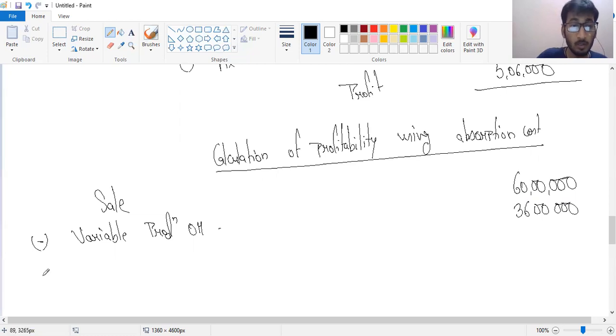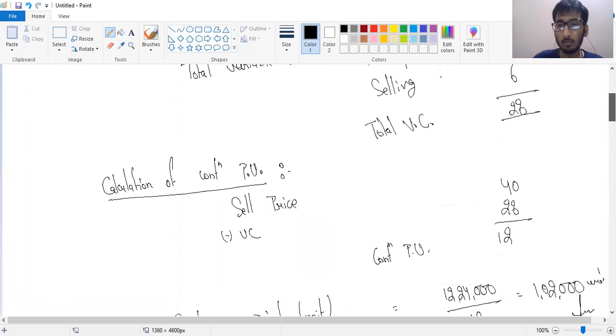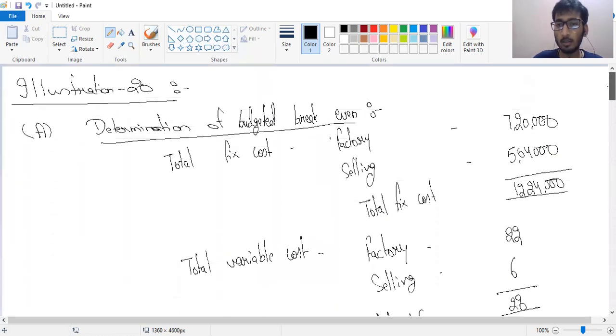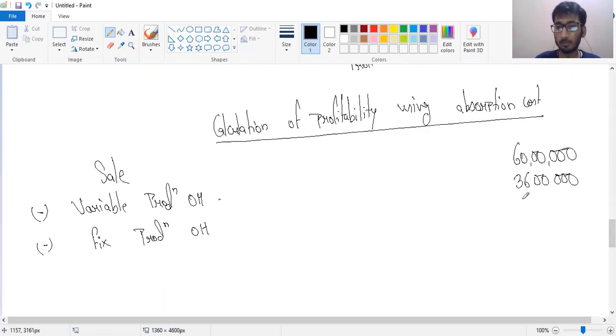Now, since it is absorption costing, fixed cost and variable cost are not bifurcated, we do not specifically take variable costs. So that's why we are writing production overhead and then fixed production overhead. So fixed production overhead would be same. How much it would be? What was the fixed production overhead last year? It was 7 lakh 20,000. 7 lakh 20,000. Very nice.